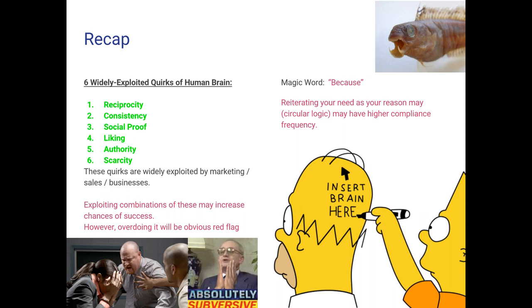In some cases, as long as what you're asking for is not too great in terms of cost, reiterating your need as the reason, offering circular logic, like "I need to use the copier because I need to make copies," may have a higher compliance frequency than whatever other reason you can come up with. And that's because our brains have not caught up to modern life.